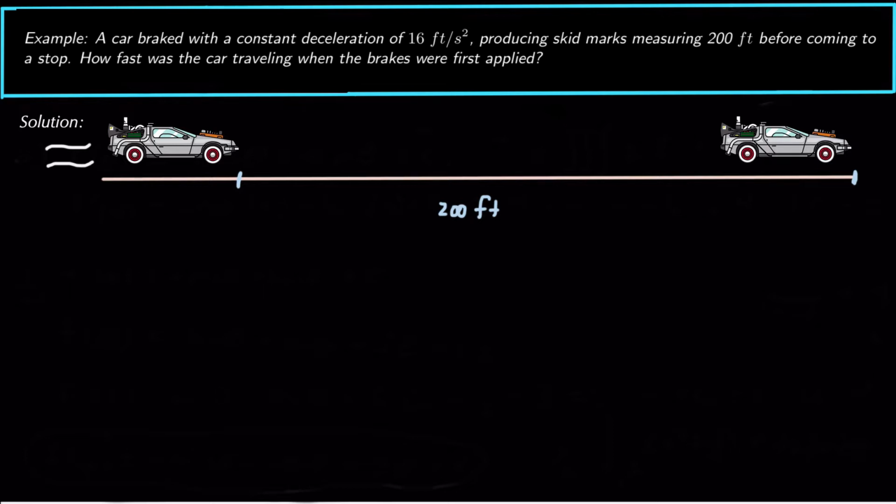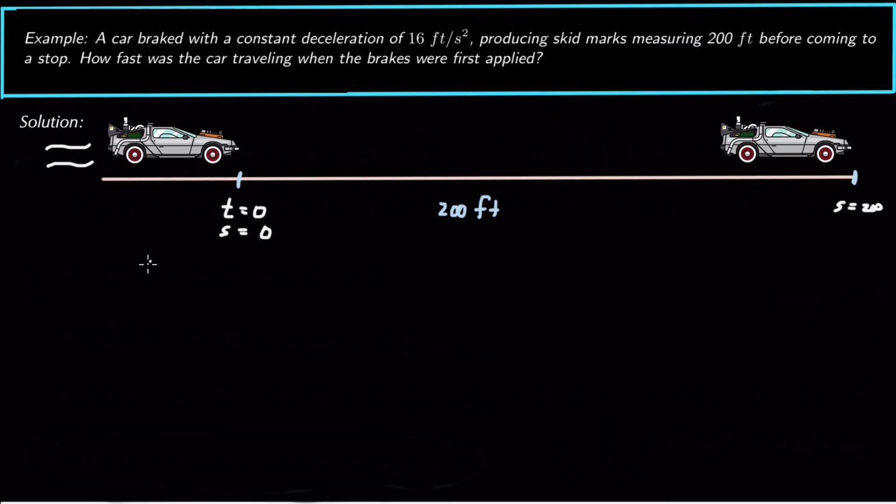All right, so I've got a little diagram here. We've got the DeLorean and it's going to start braking right here at this point. We'll call this point t equals 0. And we'll also call this point s equals 0, because we're really just concerned with the displacement past this point where the brakes are applied. So we'll call this down here s equals 200. All right, so that's our setup, at least for our diagram.